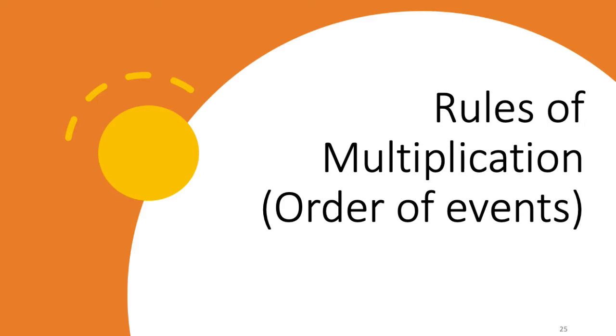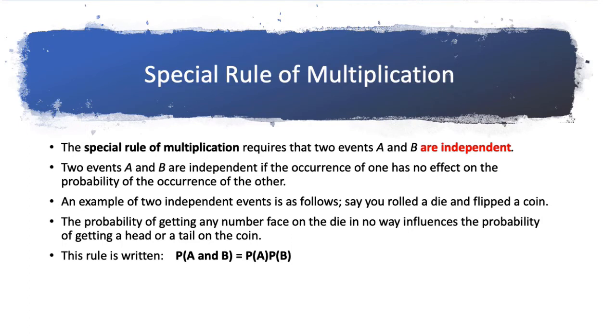The rules of multiplication. In the rules of multiplication, one thing I want to emphasize is the order of the events. This will help you conceptualize and understand how we're working through the process for finding the probabilities. The special rule of multiplication requires event A and B to be independent. So if events are independent, that means that the occurrence of one has no effect on the occurrence of the future event. So an example of two independent events would be rolling a dice, flipping a coin, etc.